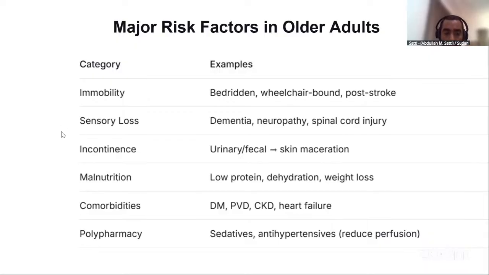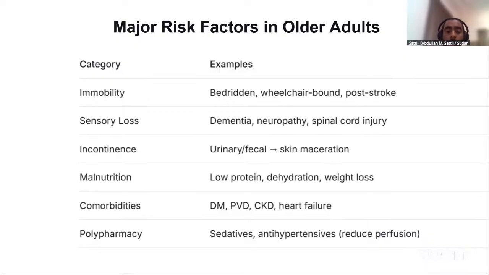The third category is those with incontinence, either urinary or fecal incontinence, because this leads to moisture of the skin, as well as those with malnutrition, because the skin integrity becomes very weak due to low protein, due to dehydration, due to weight loss.